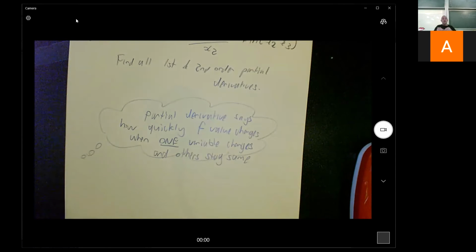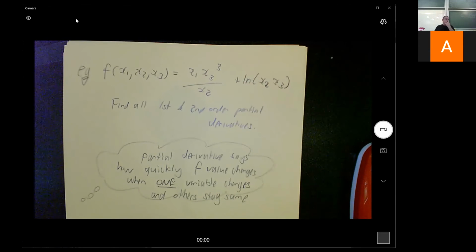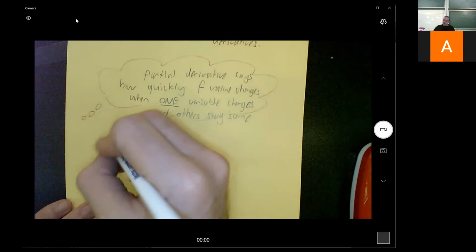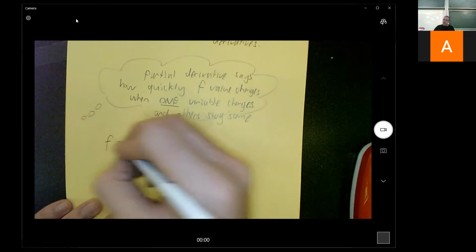You do an ordinary derivative because that's what ordinary derivatives do. They tell you how quickly things change. But what you do is you pretend that all the variables that you're not thinking about are staying the same, which means they're constant. And so I've got that. I'm going to remove the x1, x2, x3.